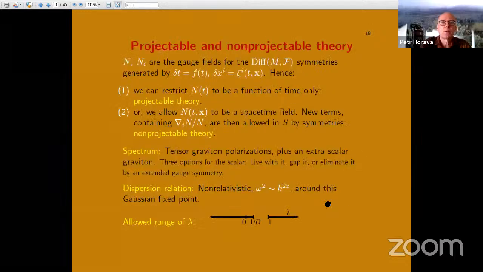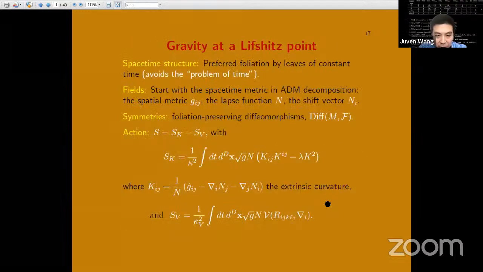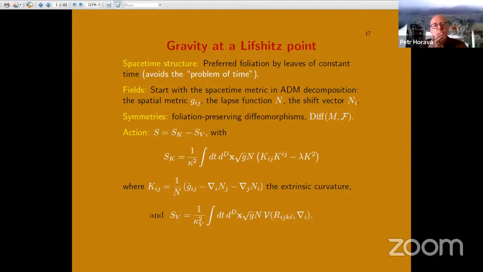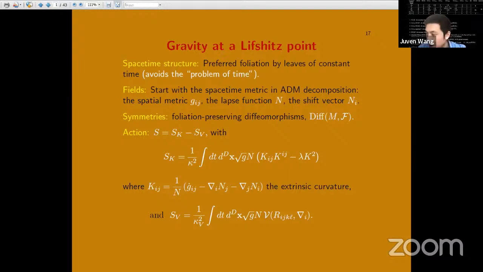Just make sure the previous one. Yes. So the action, you have two terms, K_ij K^ij and minus lambda K squared. So I wonder, for the Riemann tensor, I think you can also write some term like a trace of R wedge R. Is there a similar term for this theory?